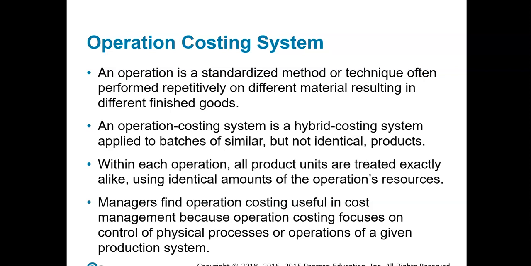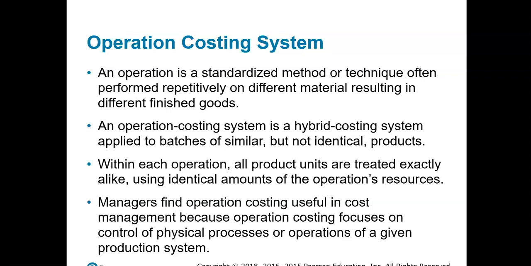An operation costing system is a hybrid costing system applied to batches of similar but not identical products. Again, like televisions, they're similar. This one television manufacturer may have Model A, Model B, and Model C. Model A, B, and C may be similar, but not completely identical. Why? Because of differences in sizes. Maybe one may be an HD, one may be a 4K. It just depends. And we're going to run batches. We're going to mass produce batches, but at some point we're going to change over and do a setup and change sizes, change features, what have you.